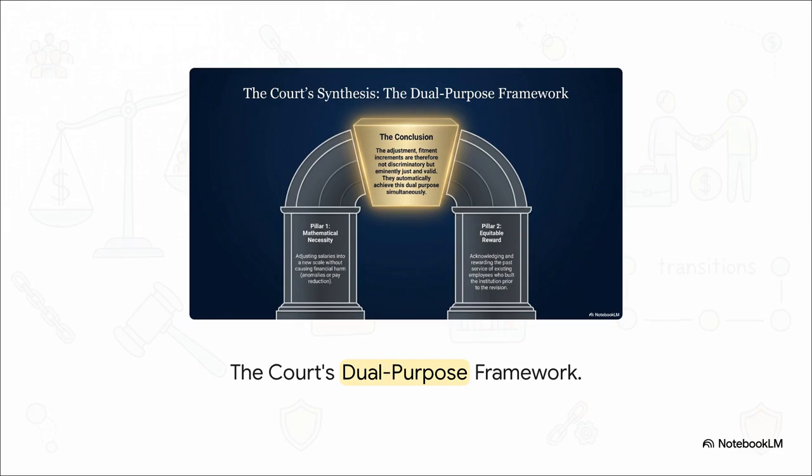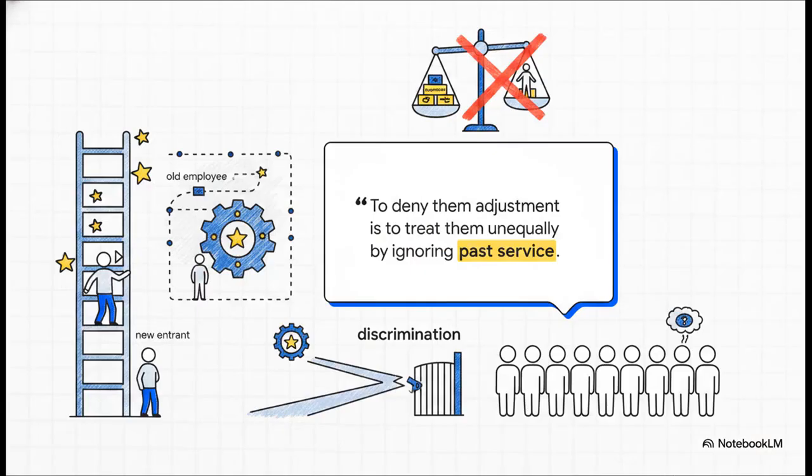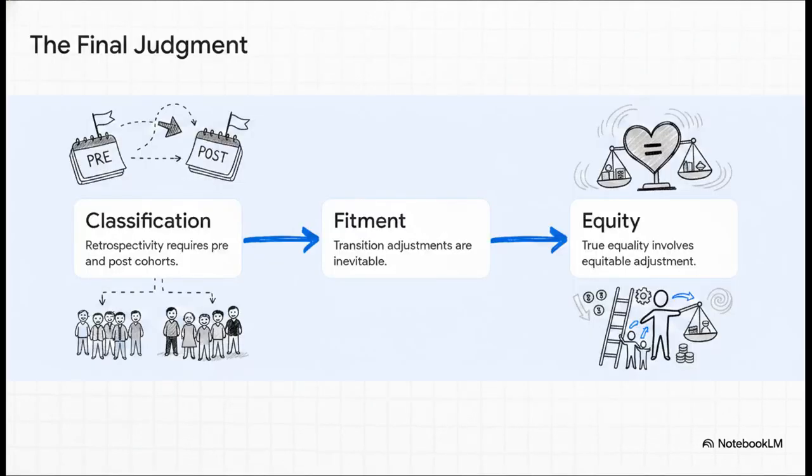It's a way of acknowledging and rewarding the past service of the existing employees who actually built the institution prior to the revision. The court actually made an incredibly powerful observation here regarding the ultimate fallacy of treating unequals equally. They stated, to deny them such adjustment is to treat them unequally by ignoring their past service and placing them on par with the new entrants. It is therefore an absence of fitments and adjustments and not their application which results in discrimination. Think about that. Blindly treating everyone identically on paper, completely regardless of their actual tenure or context, is exactly what causes unfairness.